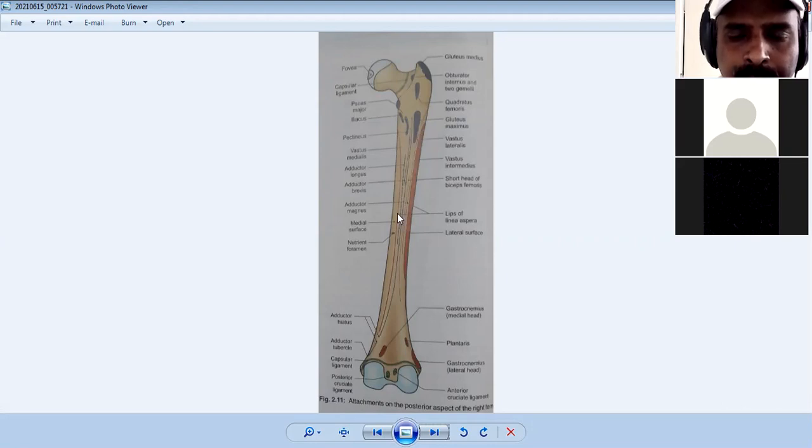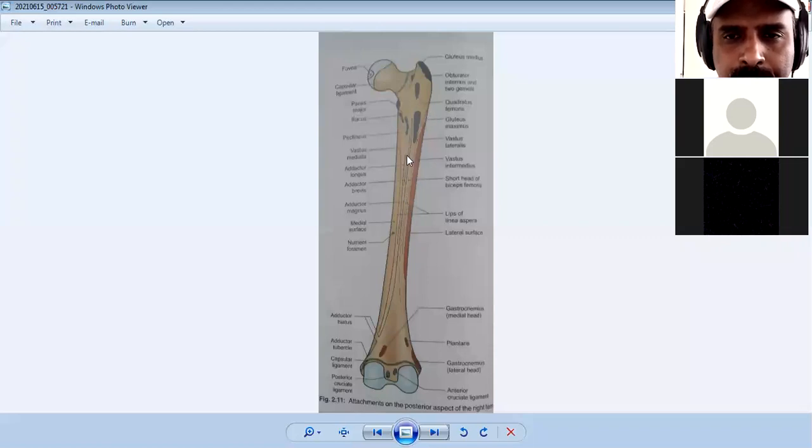At the middle, it has a posterior border, a medial border and a lateral border. The posterior border of the shaft of the femur is thick, rough, ridge-like and prominent, and is called the linea aspera. So this is what you have to remember about the linea aspera. As I have told, the middle one third of the shaft has three borders and three surfaces: medial border, lateral border, posterior border, and that posterior border is the linea aspera.